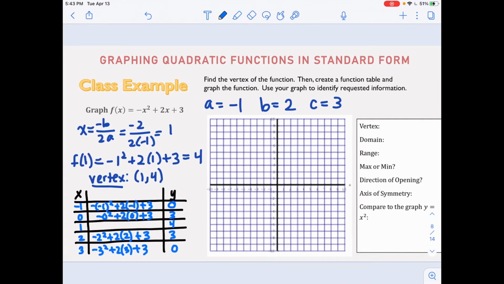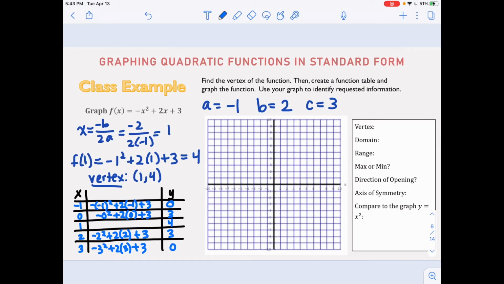Now I'm going to take each of these ordered pairs, I'm going to plot them. Negative 1, 0, 0, 3, 1, 4. I start to notice that my graph is facing downwards, and I'm going to double check. And in fact it should face downwards because my a value is negative. We see 2, 3. You see 3, 0. All right, and you're just going to try your best to draw this as best as you can.